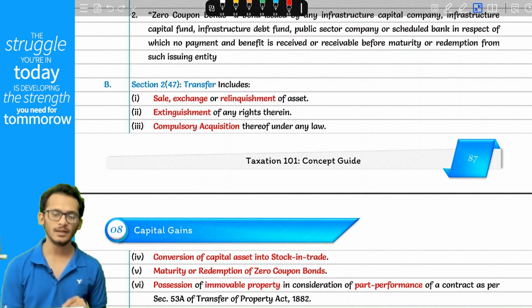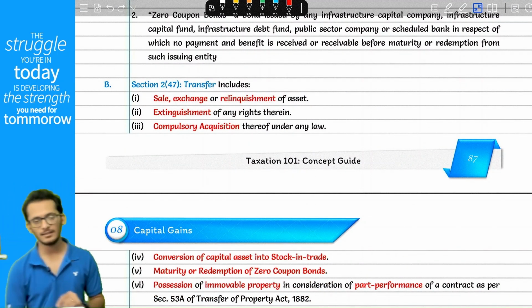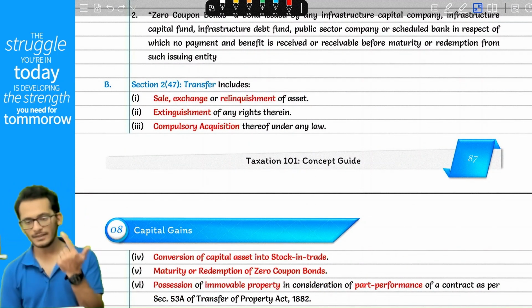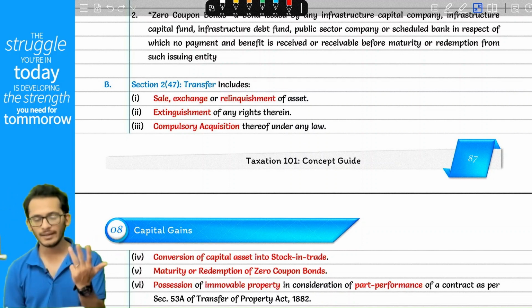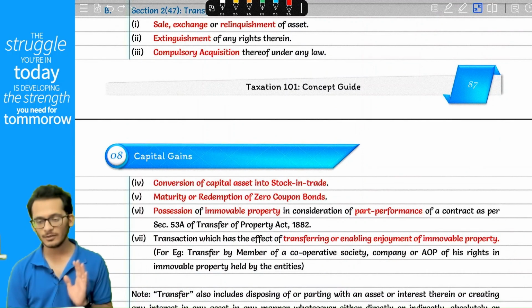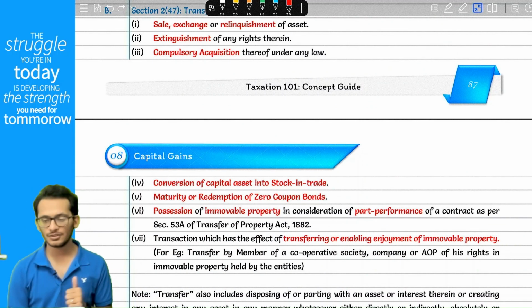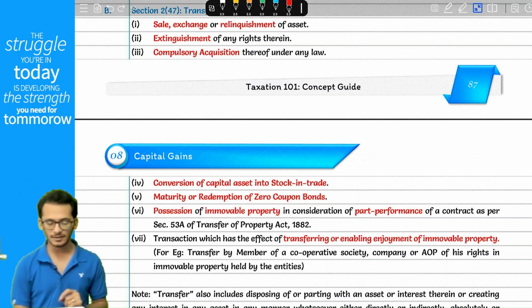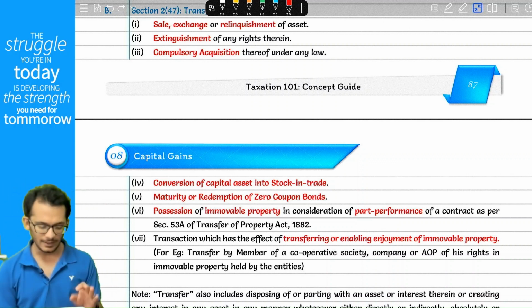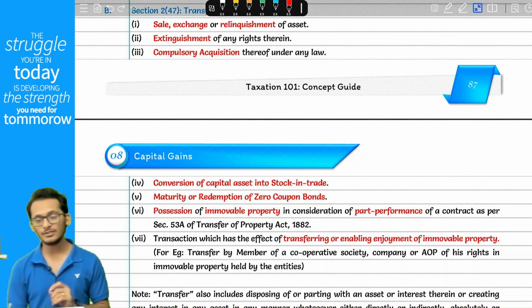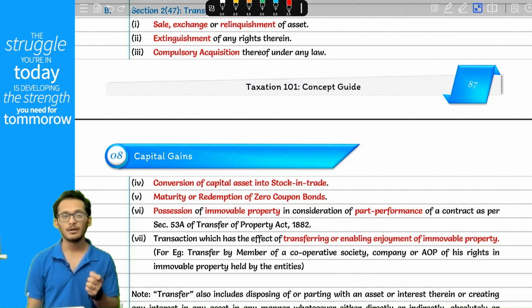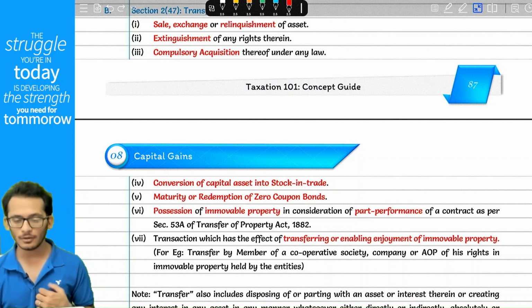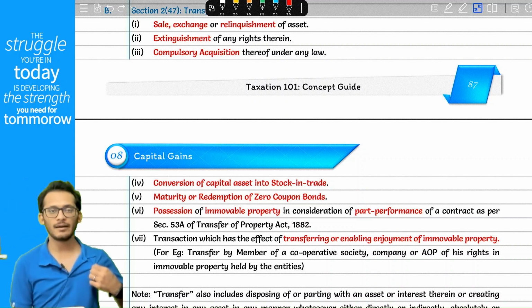Moving on to transfer. Income tax says something is regarded as transfer if there is a sale, exchange, extinguishment, relinquishment, conversion, maturity, compulsory acquisition, possession of properties where there is a partial consideration or a part performance, and any kind of transaction which has the effect of enjoyment given to you on an asset. These are all transactions regarded as transfer.